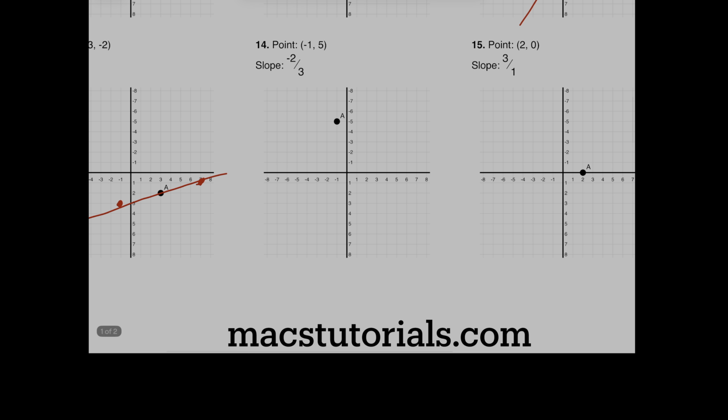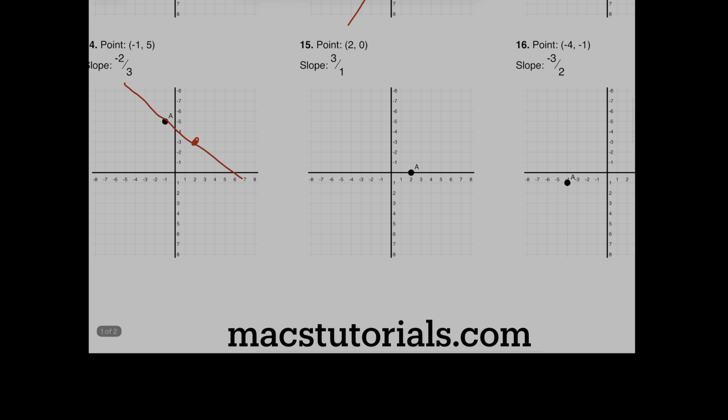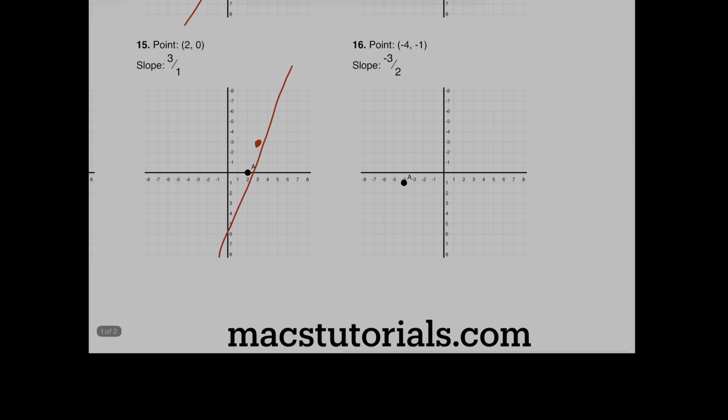Okay, number 14, the slope is down 2 over 3. That's down 2 over 1, 2, 3. I got 2 dots. Boom. Number 15, I've got a dot. My slope is 3 over 1. Up 3 over 1. That's all I need. And I've got myself a slope, ugly slope, but you get the idea.